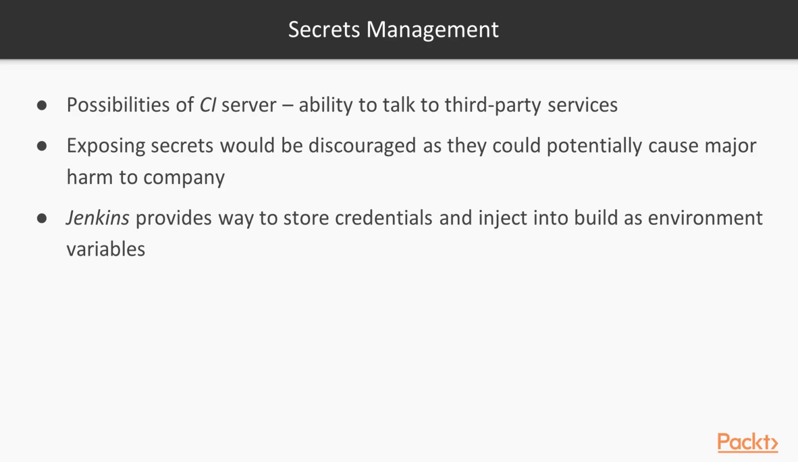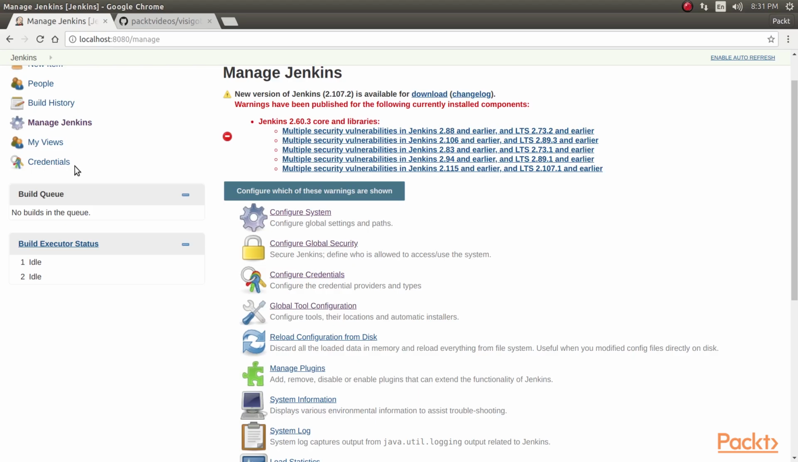One of the possibilities of the CI server is the ability to talk to third-party services that usually rely on some sort of credentials to authenticate the user. Exposing these secrets would be discouraged, as they could potentially cause major harm to our company. Jenkins handles this in a very simple way. It provides a way to store credentials in a safe way that can be injected into the build as environment variables so that we can work with them. Let's look at some examples.